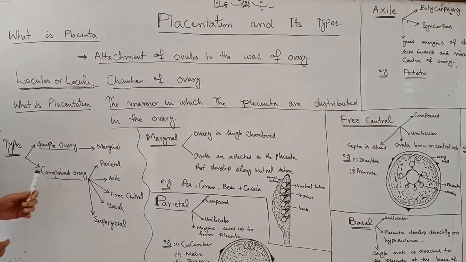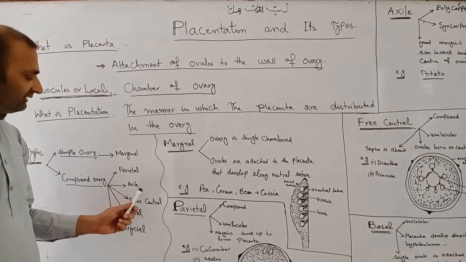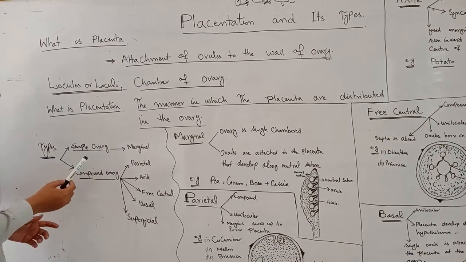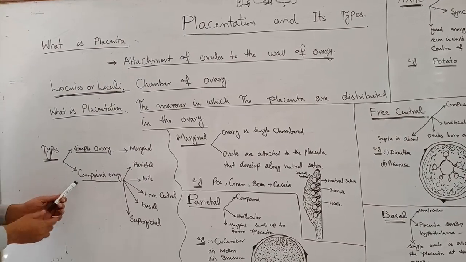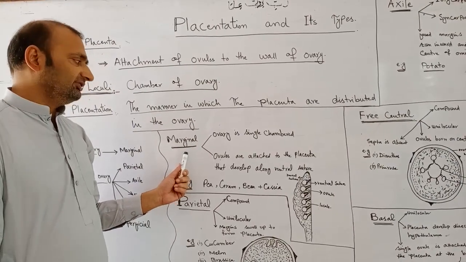Placentation types. There are different types of placentation, that is called marginal, parietal, axile, free central, basal and superficial. These are based on simple ovary and compound ovary. First of all, we discuss the marginal placentation.